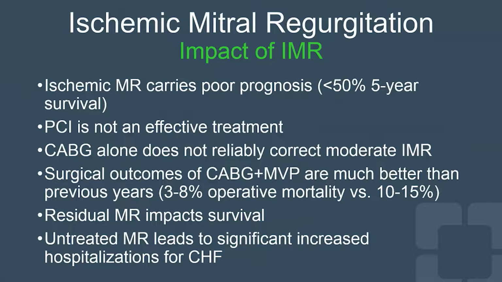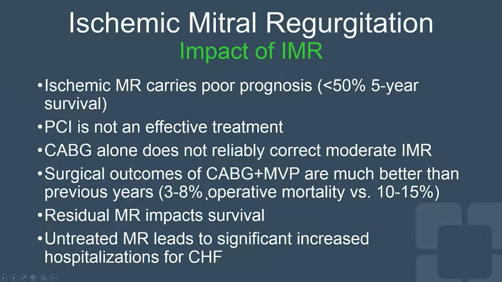Ischemic mitral regurgitation generally carries a poor prognosis, with a 5-year survival less than 50% if left untreated. PCI is often not an effective treatment for these patients. CABG alone often does not entirely correct the ventricular function, and hence will not reliably correct the mitral regurgitation. The surgical outcomes of CABG and mitral valve repair or replacement have gotten steadily better over time as we're better at selecting these patients, but still carry an operative mortality of about 3 to 8%.